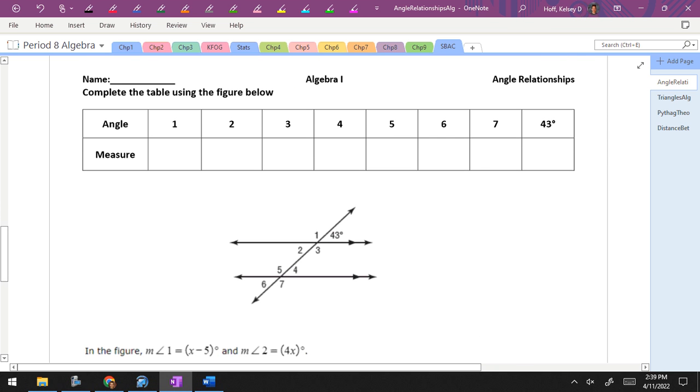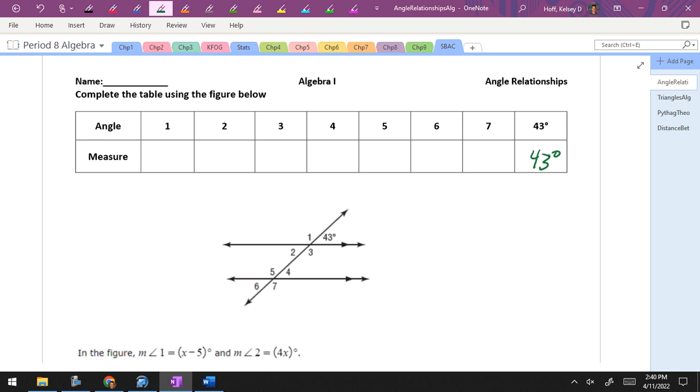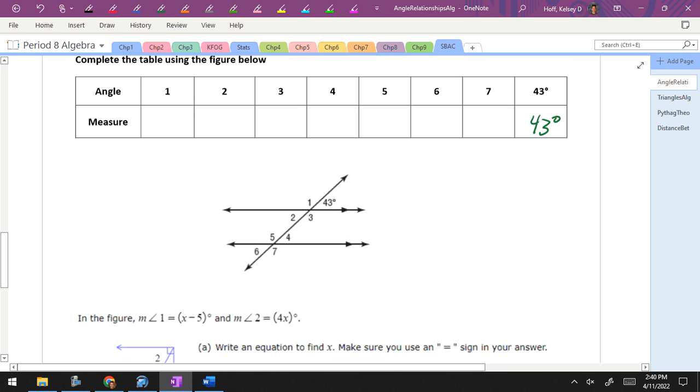So the nice part about using all of those angle relationships is if I give you a diagram with two lines and a transversal, and I give you one angle, that angle right there is 43 degrees, I can find the remaining 7 angles based on angle relationships. So tell me another angle that's 43 degrees, or another degree measure, but you have to tell me the angle relationship that caused you to know that.